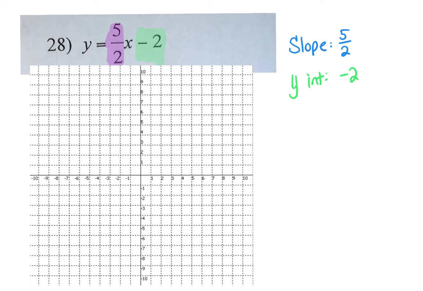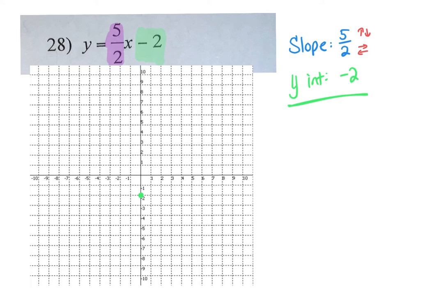To graph it, you start with your y-intercept. The y-intercept is on your y-axis. So I'm going to go to -2 on my y-axis and put a dot. Then my slope tells me how to move. The numerator of my slope tells me if I'm going up or down. The denominator tells me if I'm going left or right. So this is a positive slope, so I'm going to go up. Positive slopes are either both positive or both negative movements.